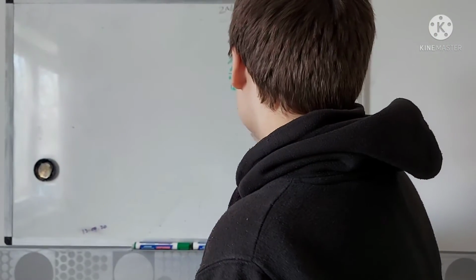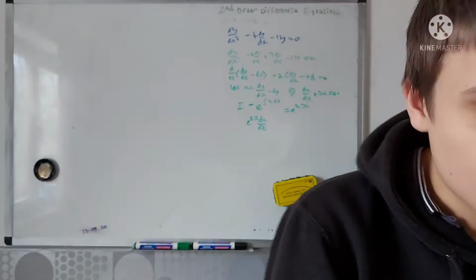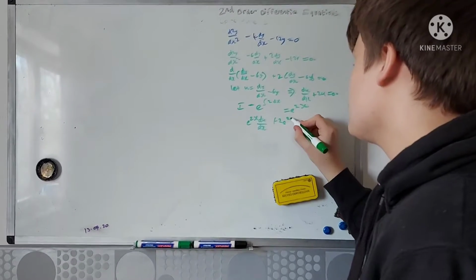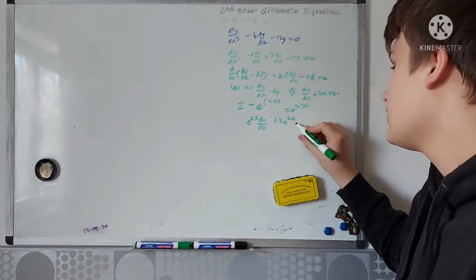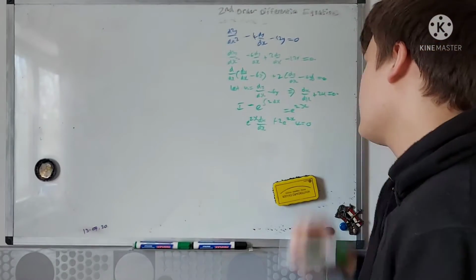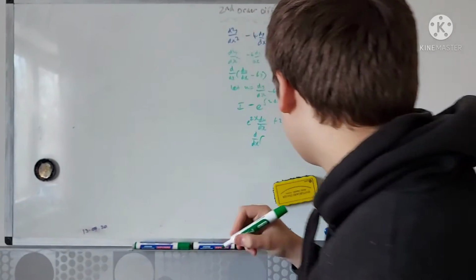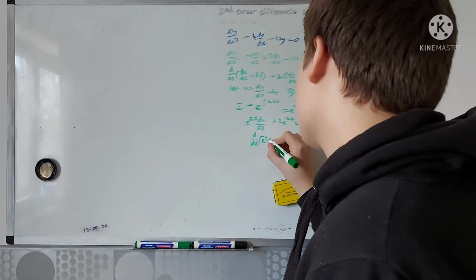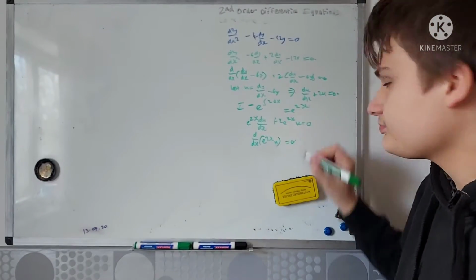So we'll get e to the 2x du by dx, and then we're going to add 2e to the 2x multiplied by u. That should be equal to 0. Well, this is a reverse product rule of e to the 2x times u, or u e to the 2x, whichever you prefer. And that is now equal to 0.